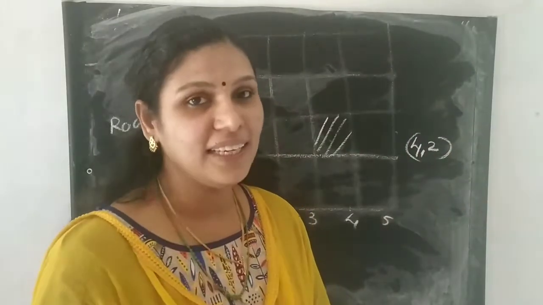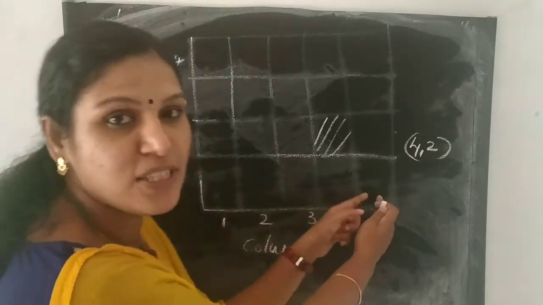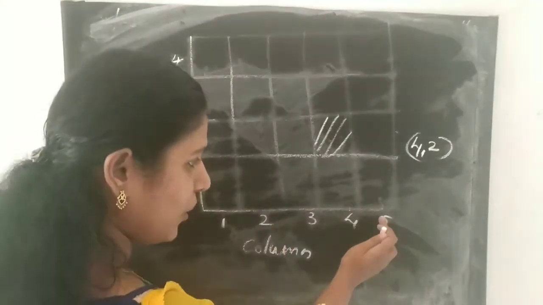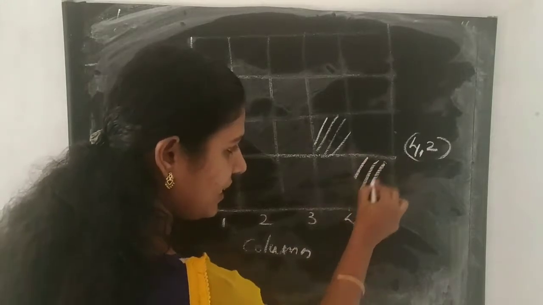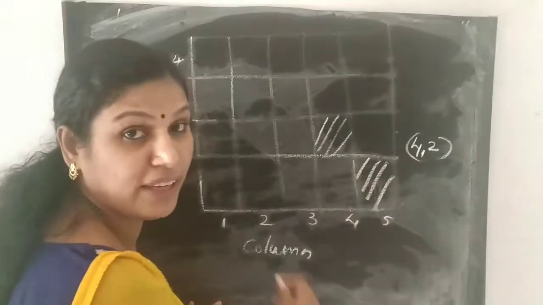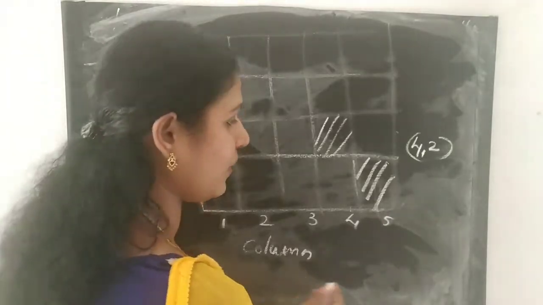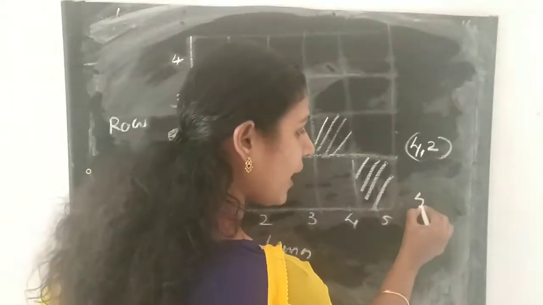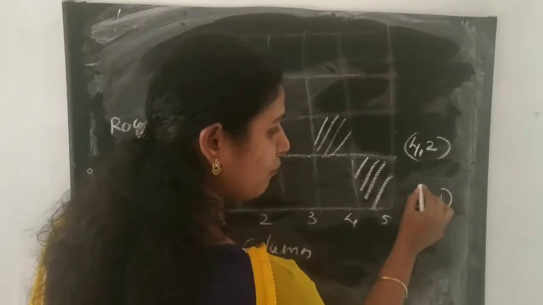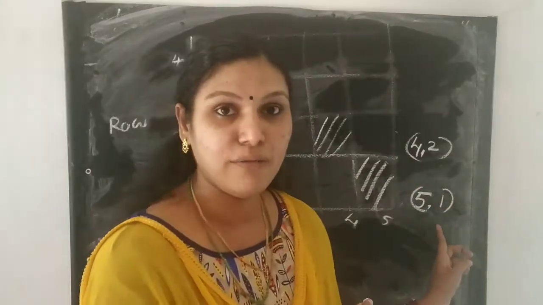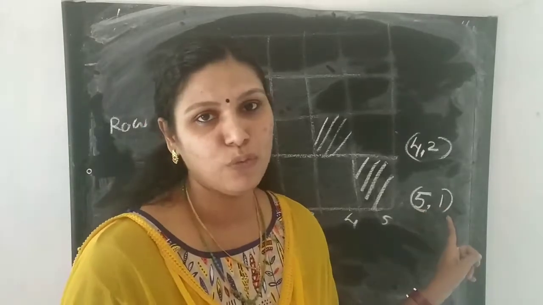Suppose Dan is sitting in the fifth column and first row. The fifth column is here and the first row is here. Dan is sitting here. How can we write Dan's position? The column, that is 5, first, and the row, that is the first row, second. We can write Dan's position as 5, 1.